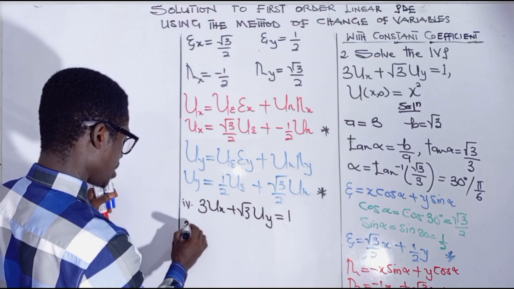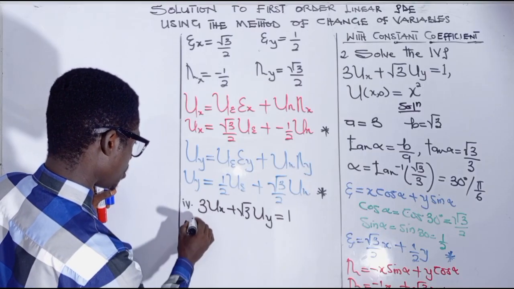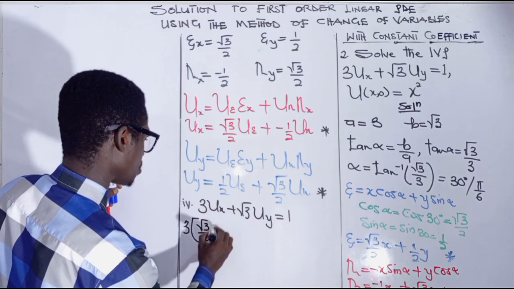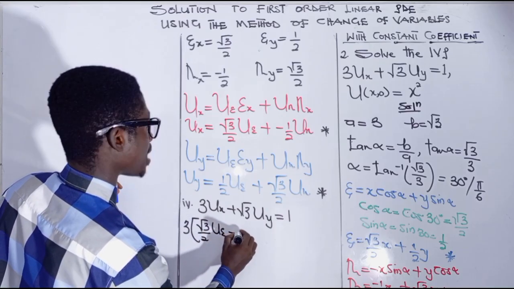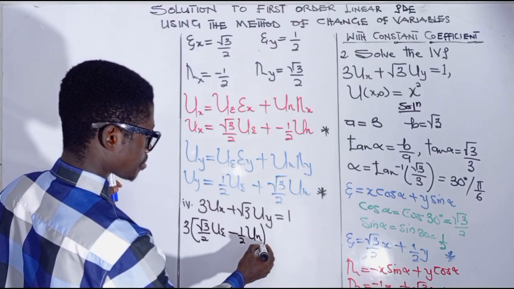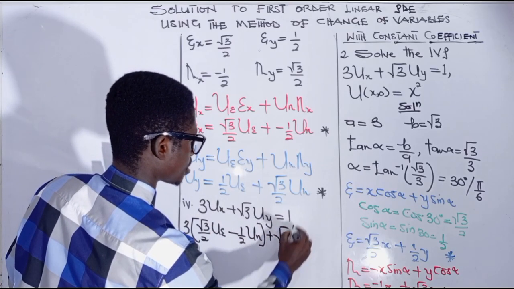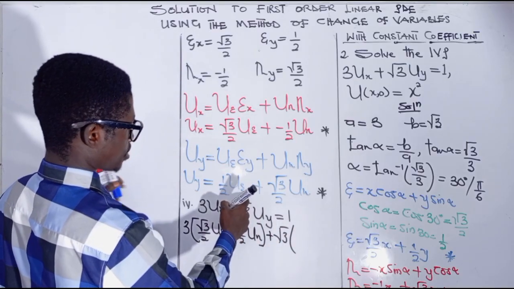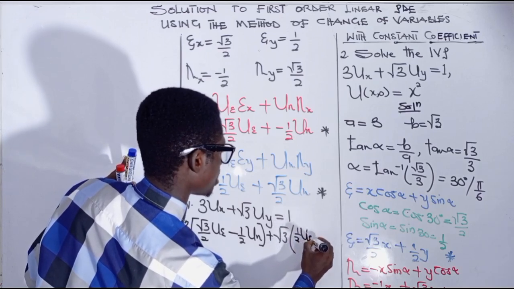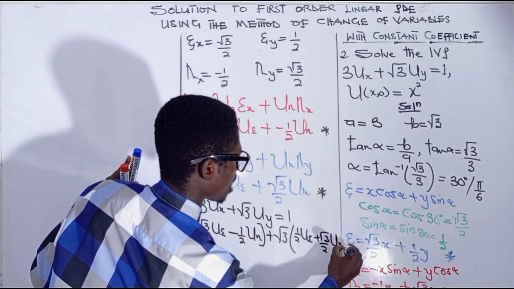So we have our constant 3. Ux, we had what? Ux was u xi, so this is u xi. We had root 3 over 2 u xi minus 1 over 2 u eta. Then we have plus root 3 uy. This is uy. So we are just going to plug in this: 1 over 2 u xi plus root 3 over 2 u eta is equal to 1.